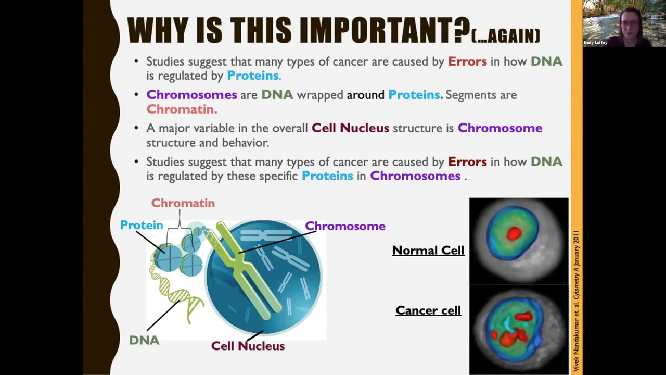Our chromosomes are DNA wrapped around proteins, and each little segment is called chromatin. And here's the picture here. What are chromosomes? Protein with the DNA wrapped around, and each little segment of the proteins and DNA wrapped around is called chromatin. And a major variable in the overall cell nucleus structure is chromosome structure and behavior. It's suggested that these errors in DNA are regulated by the specific proteins in chromosomes.